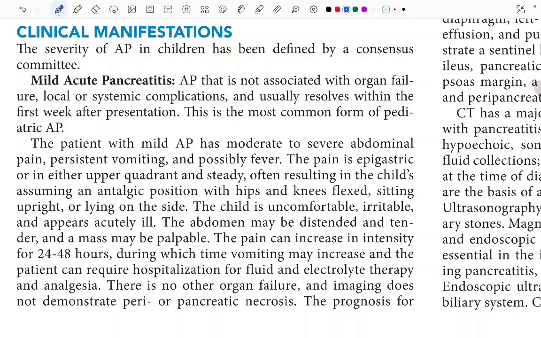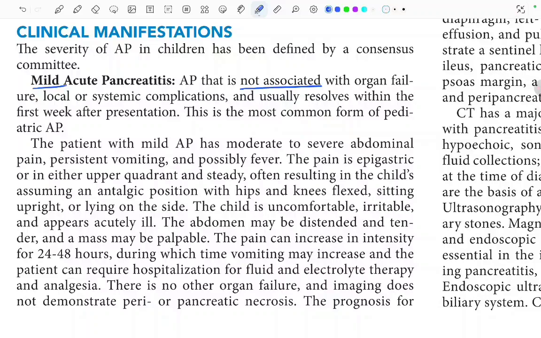What is the most common form? Acute pancreatitis, which is the mild one. Mild, which is not associated with any organ failure or local or systemic complications, and it usually resolves within the first week after presentation. And that one is the most common form of pediatric acute pancreatitis.